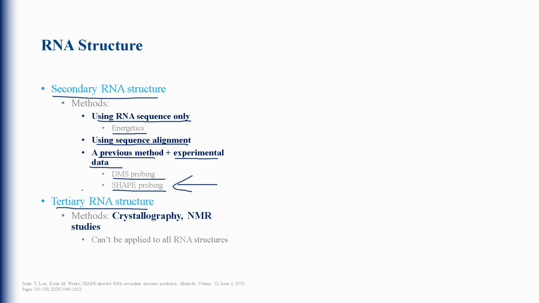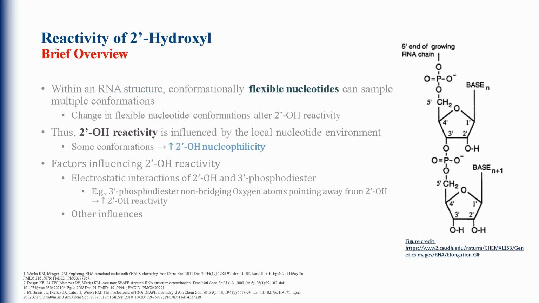Now, in terms of tertiary interactions, we can deduce them via crystallography and NMR studies, but this cannot be applied for all RNA structures, so this has to be kept in mind. So the question becomes, what is the overall principle of SHAPE? SHAPE relies on the reactivity of the 2'-hydroxyl, so let me discuss that. So the principle of SHAPE is that it relies on the reactivity of the 2'-hydroxyl.